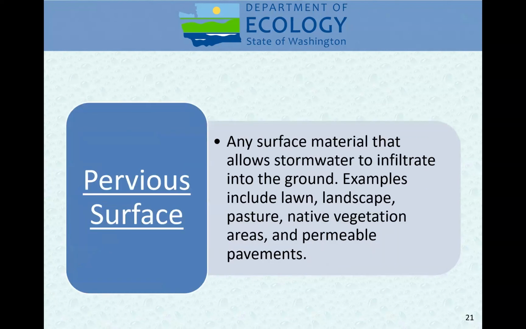And a pervious surface is a surface that allows water to infiltrate. It's the opposite of impervious. It can also be permeable pavement without an under drain, and can be artificial turf fields with under drains.